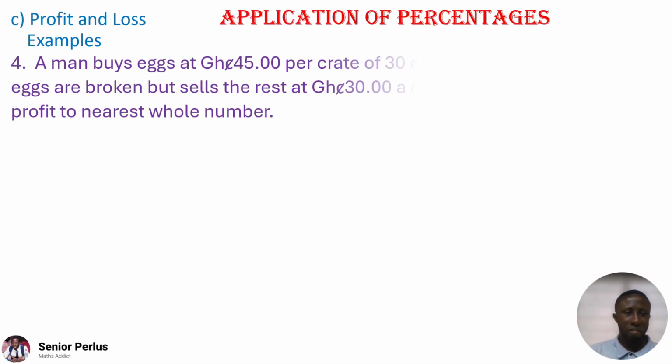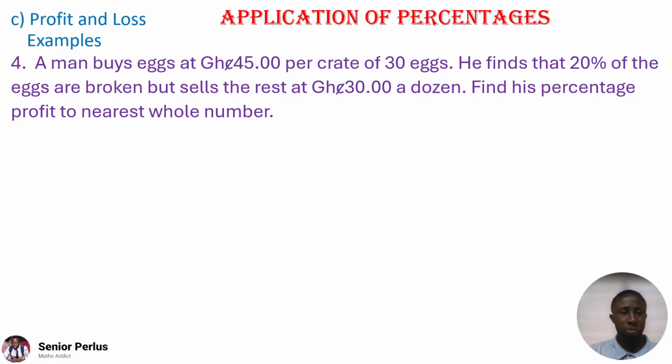Another application on profit and loss. This is our fourth example. A man buys eggs at 45 Ghana cedi per crate of 30 eggs. Remember that 30 eggs was what per crate? Yes, 30 eggs per 45 Ghana cedi. He finds that 20% of the eggs are broken, but sells the rest at 30 Ghana cedi a dozen. Find his profit to the nearest whole number.